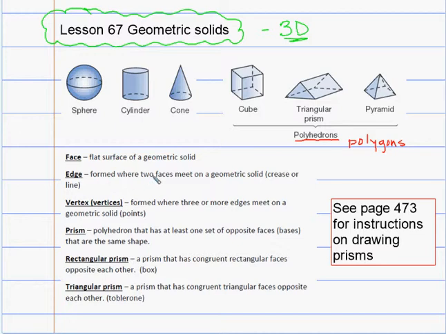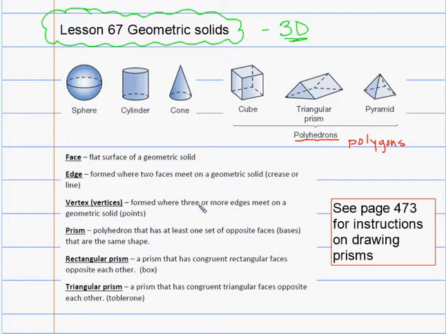An edge is formed where 2 faces meet on a geometric solid. So you can think of that as like where they crease or where you fold. So this is an edge, this is an edge, the top here is an edge, the side is an edge.